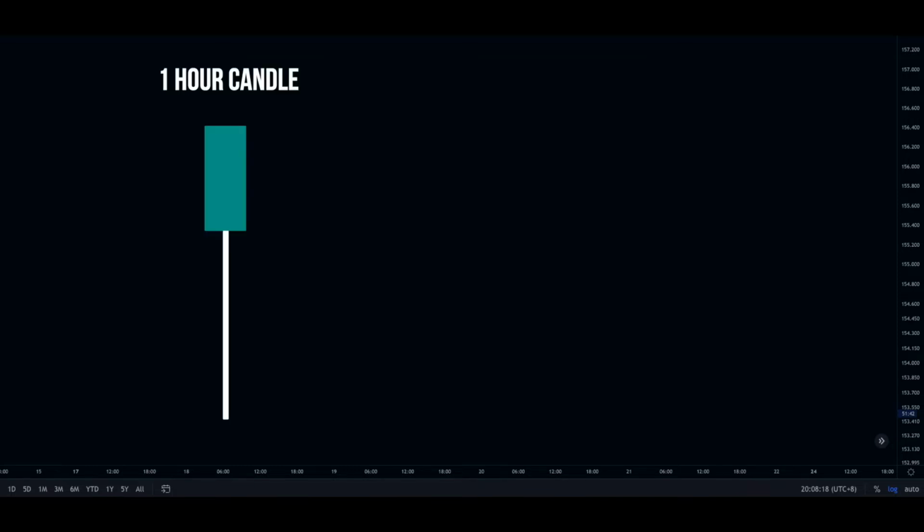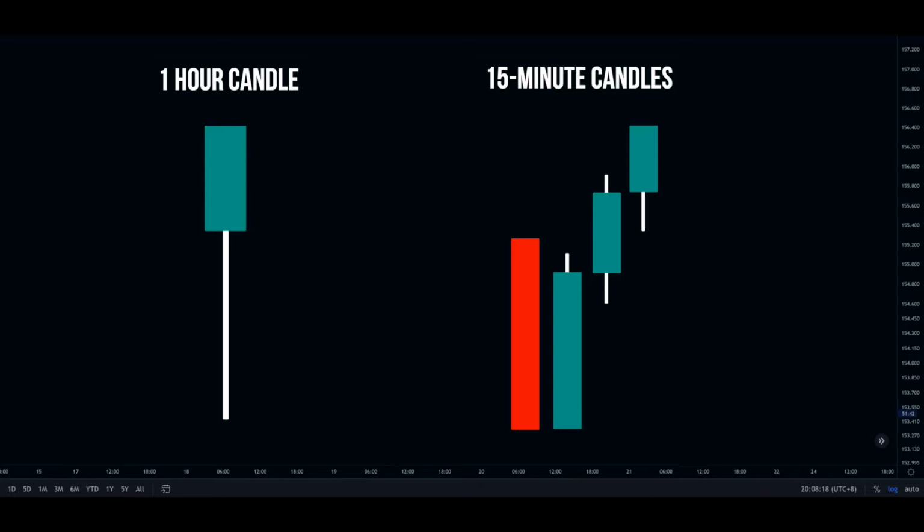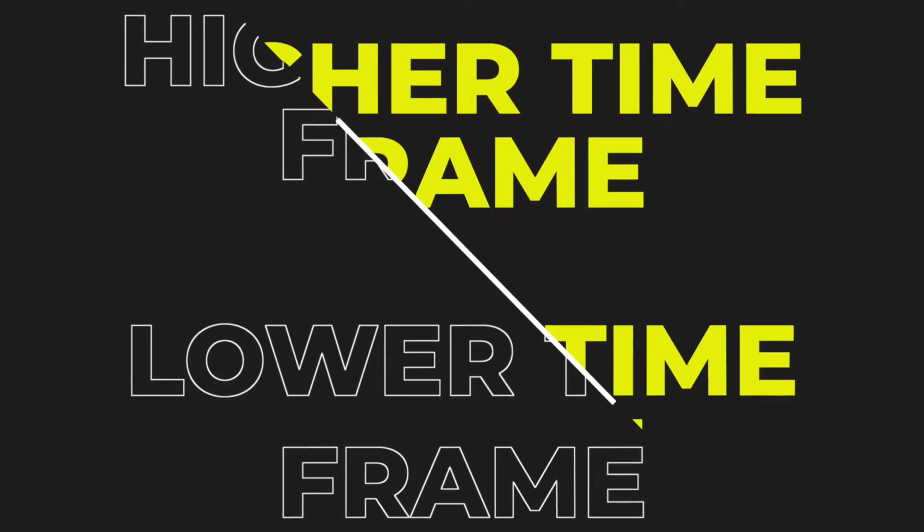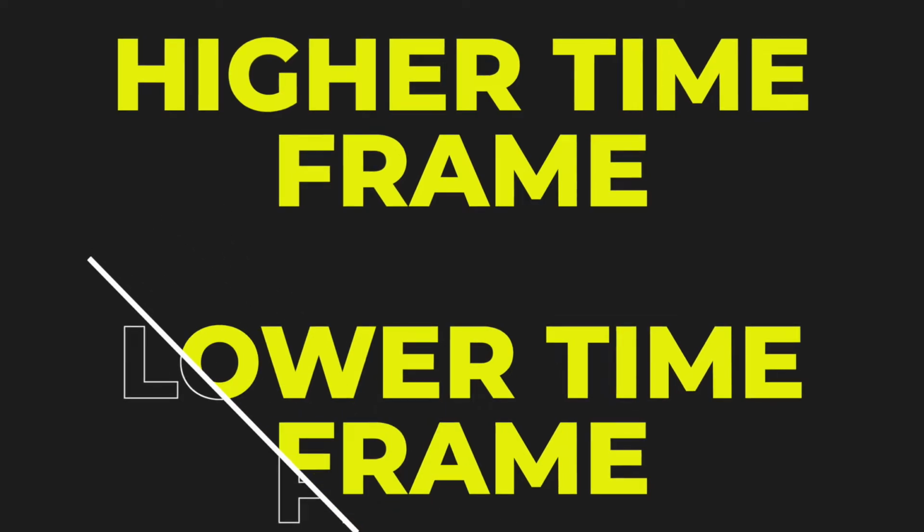Let's break it down even further with another example, taking one of these 1-hour candles. Here's our 1-hour candle on the left, and the 15-minute candles to the right make up the 1-hour candle on the left. There's 4 of them. This is a very important skill because when we look to create a top-down analysis or even look to enter a trade, we'll use higher time frame versus lower time frame for advantage in the market.